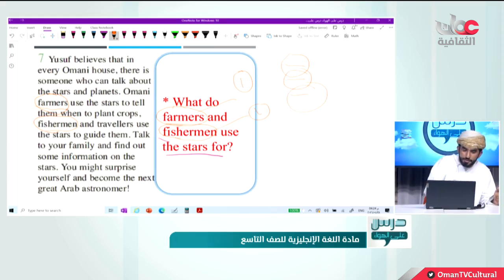So again, farmers, where is it? Farmers use the stars to tell them when to plant crops. This is answer number 1. Answer number 2, to guide them. Exactly. Have you got it? Very good.